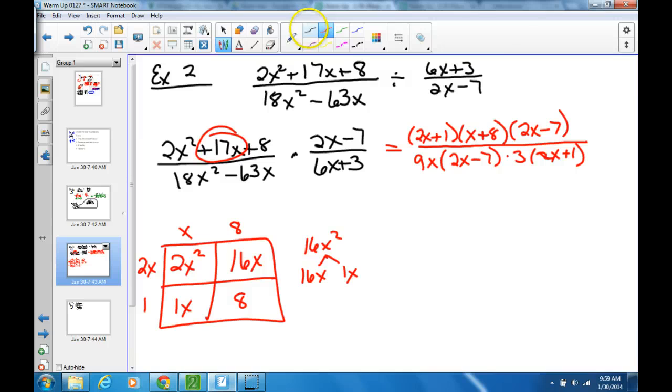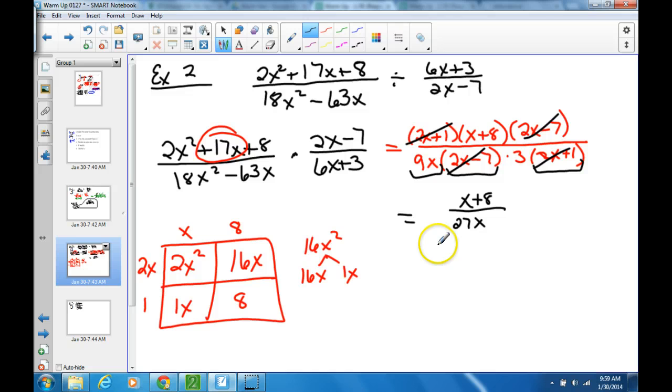What can I get rid of in this? Okay, I can get rid of those, and I can get rid of this one. So I am now left with x plus 8 over, what's 9 times 3? 27x. Okay, so this is my final fraction, but I need to also find out what my x's can't be. And so I need to look at all my values here with x's in them and set those each equal to 0 to find those excluded values.